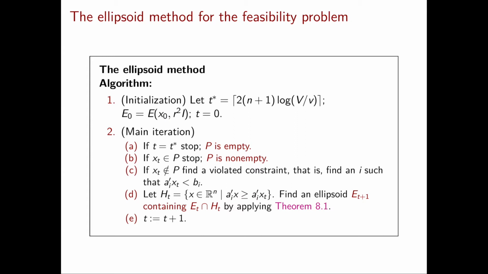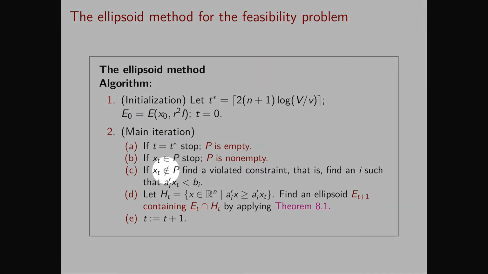Let's then continue with the case where x_t is not in P. This is, of course, the most interesting part of the main iteration. In this case, we have to define the new ellipsoid to be used in the next iteration. So if x_t is not in P, we find a violated constraint.